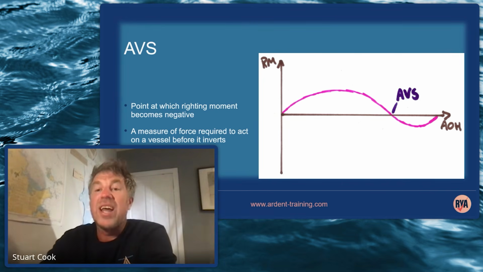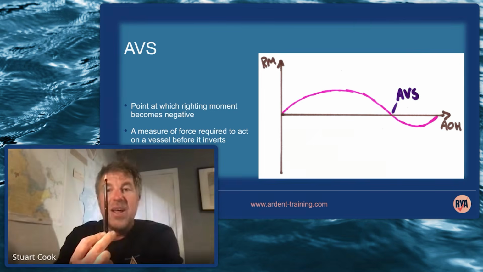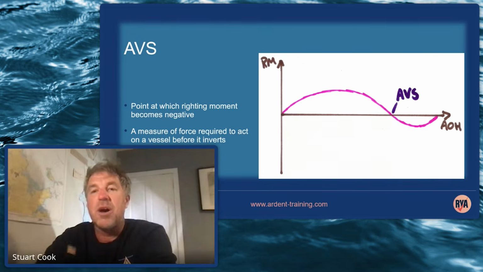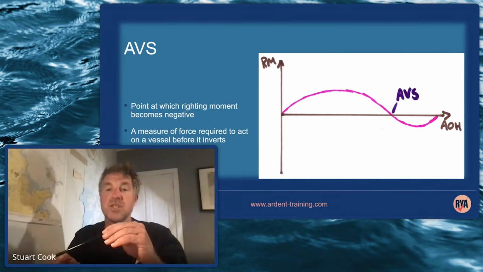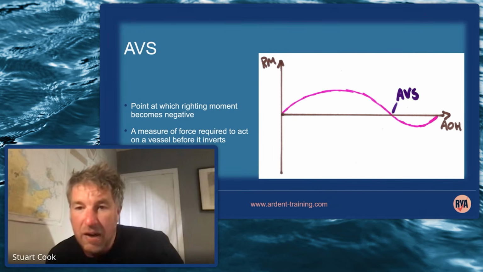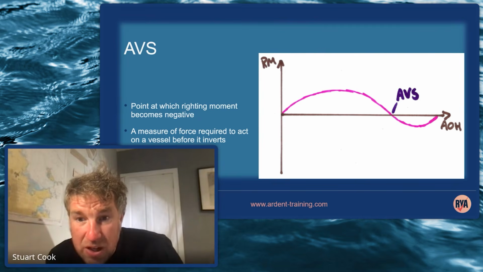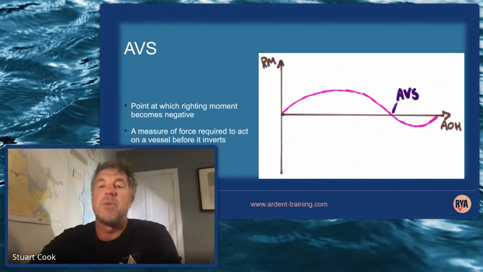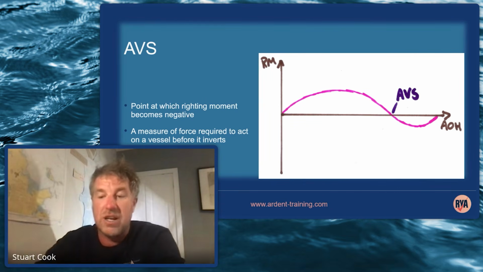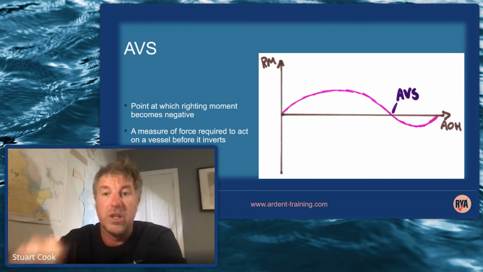In the right-hand part of that curve where we have a negative righting moment, our vessel wants to turn fully upside down. But it wouldn't take much to heel the vessel back to a point where the righting moment becomes positive and it would come back upright again. I've not measured it on this graph, but you could imagine that the AVS there is about 130 degrees. So you'd only have to turn your vessel by about 50 degrees and suddenly it would pop upright again. You wouldn't have to turn your vessel fully the correct way over.